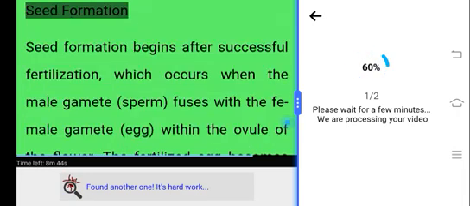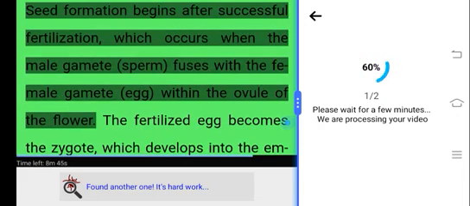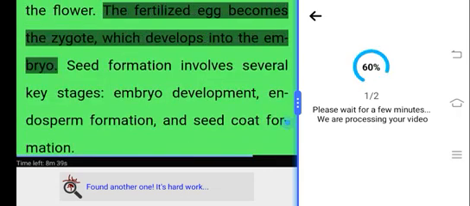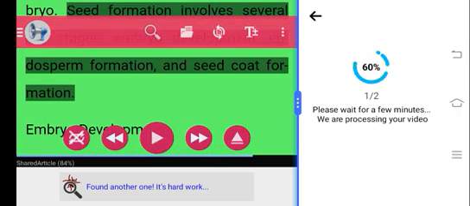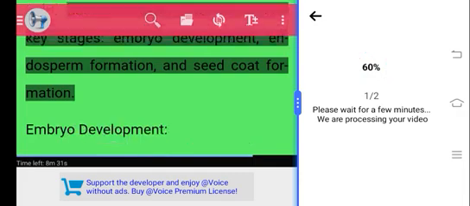Seed formation. Seed formation begins after successful fertilization, which occurs when the male gamete, sperm, fuses with the female gamete, egg, within the ovule of the flower. The fertilized egg becomes a zygote, which develops into the embryo. Seed formation involves several key stages: embryo development, endosperm formation, and seed coat formation.